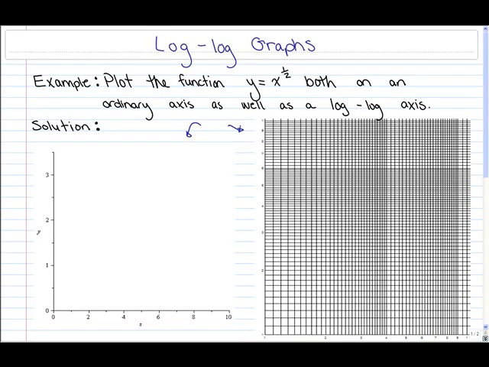Now remember that x to the 1/2 is equivalent to root x, so you're actually plotting the root x function. Now the easiest way to do this is to simply make a table of values. So go ahead and pause the video now and try plotting on both axes.